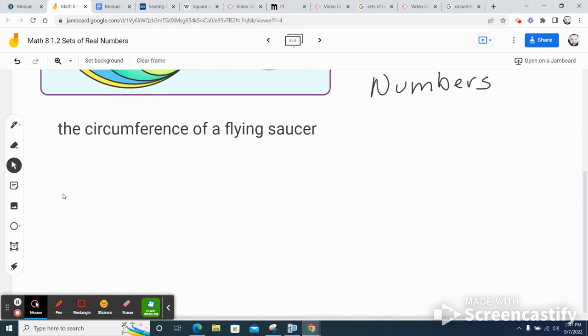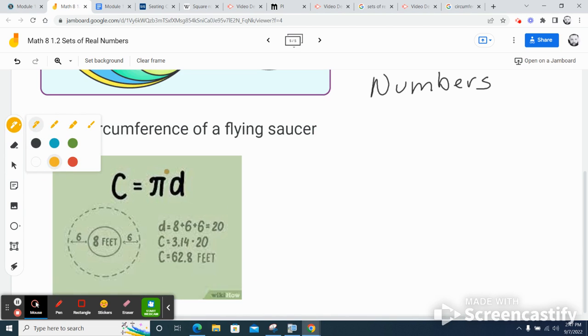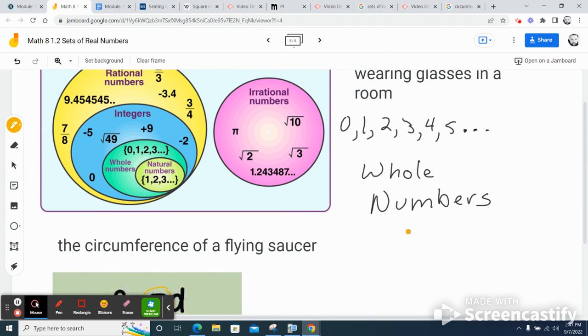So the circumference of a flying saucer, go ahead and sketch this out, is equal to pi times the diameter of it, right? So no matter what the diameter is, guess what number I'm going to have in there? I'm always going to have pi. What do we know about pi as a number? What set is that a part of? It's an irrational number, right?